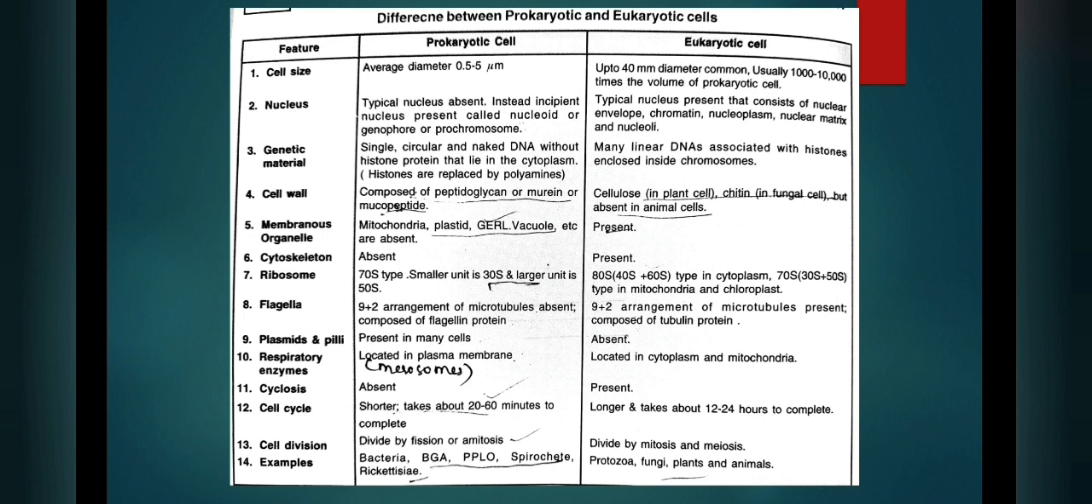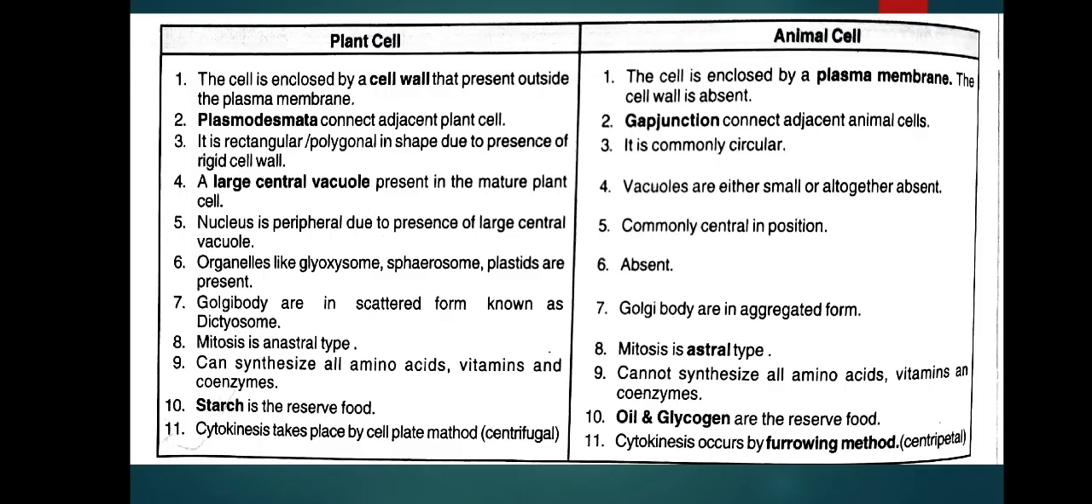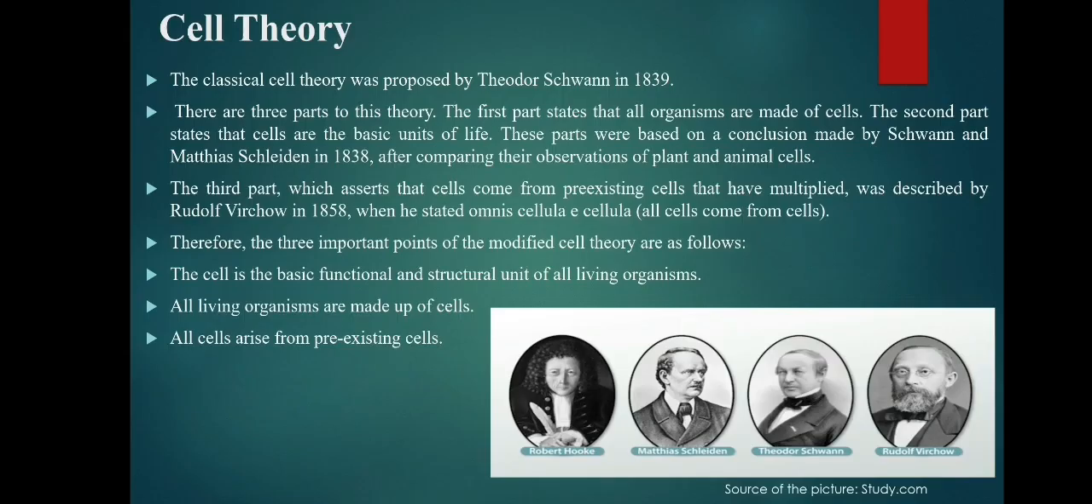The first point to remember during the study of the difference between prokaryotic and eukaryotic cells is the nucleus. An incipient nucleus is present in the prokaryotic cell. They lack a true, membrane-bound nucleus, and the eukaryotic cell has a true nucleus. This is the most important point. Apart from this, these are the different points. Then difference between plant cell and animal cell. Plant cells have a cell wall, animal cells lack a cell wall, and apart from that, these are some points. Then this is the structure of the plant cell and animal cell.